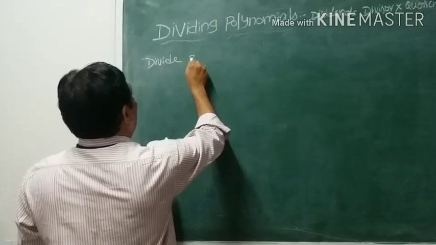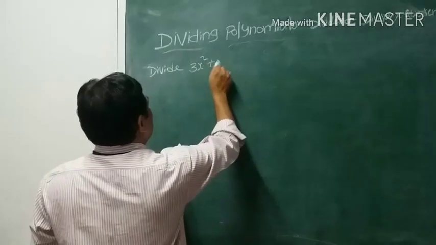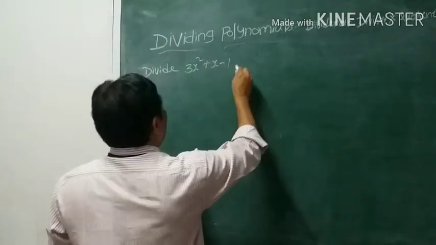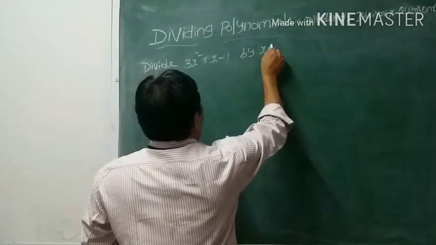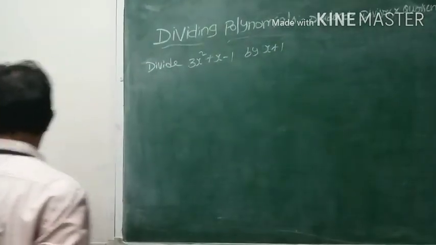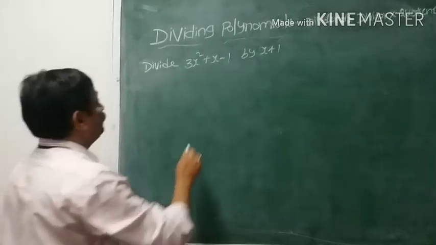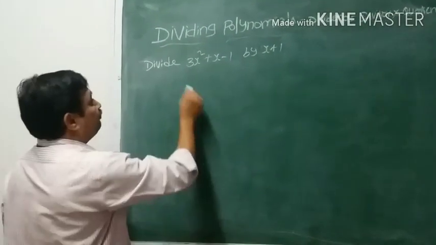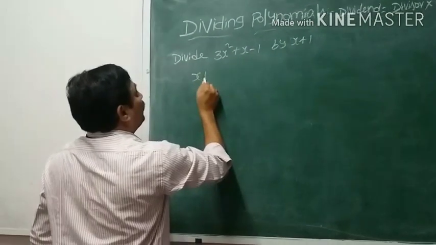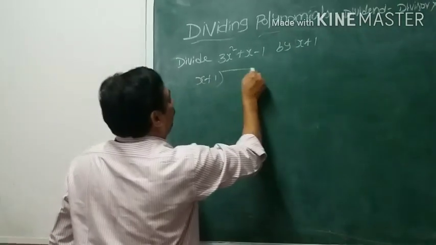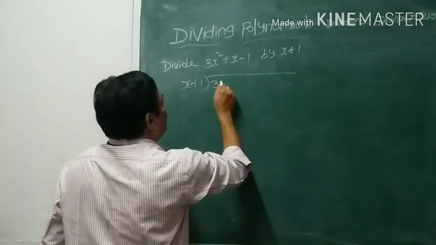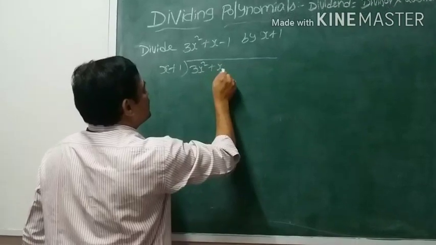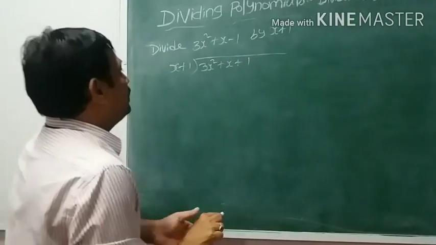Divide 3x square plus x minus 1 by x plus 1. Now with x plus 1 we have to divide 3x square plus x minus 1.